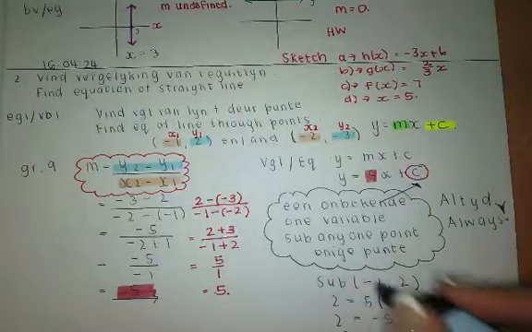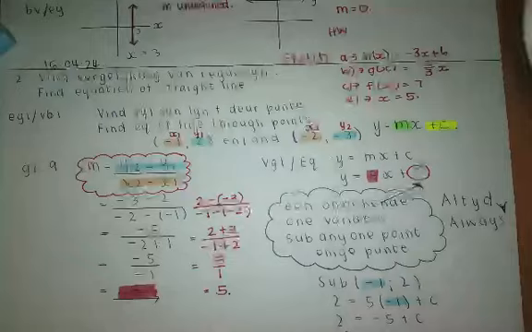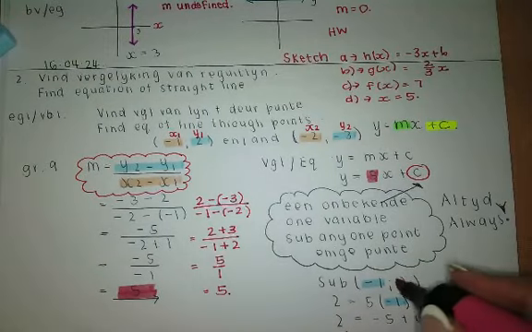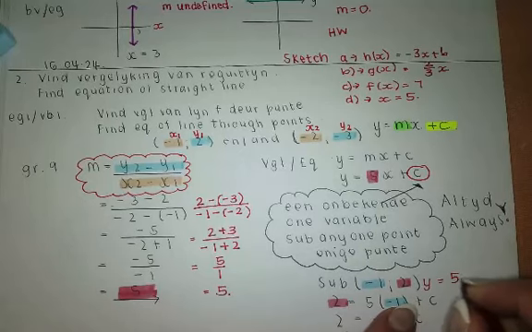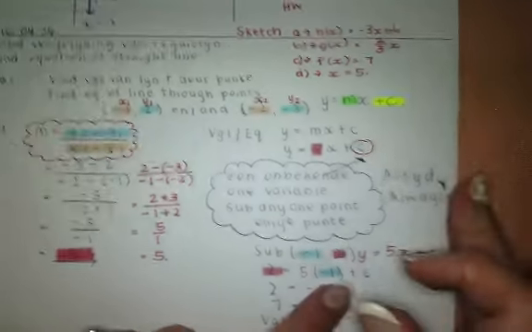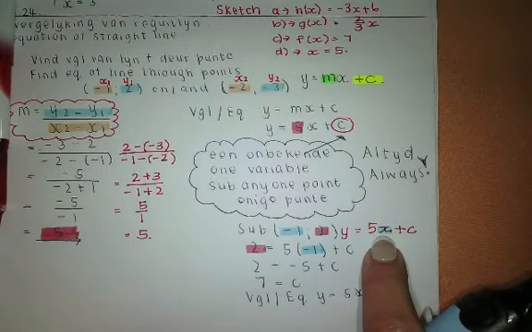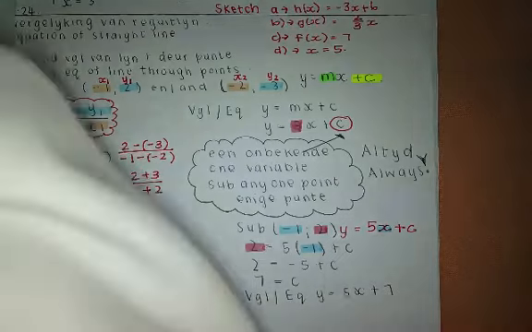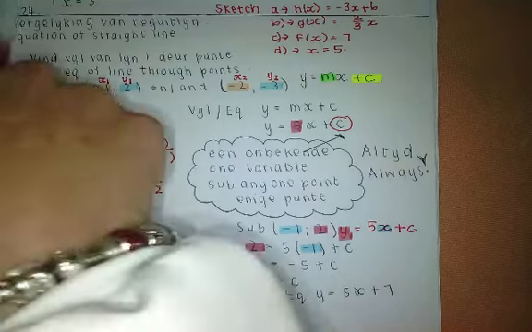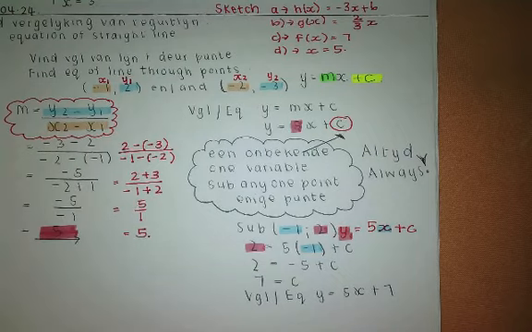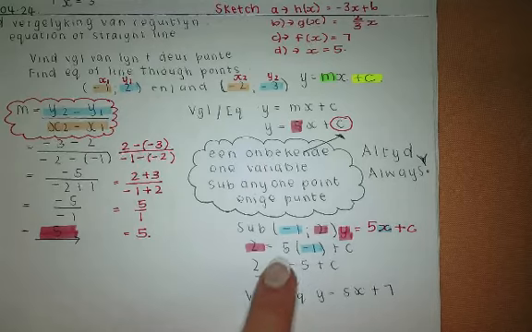Okay, and I'm going to go substitute it in. So, in x's place, I'll go put negative 1. And in y's place, I'm going to go put 2. Because remember, what do I have? I've got y is equal to 5x plus c. So in x's place, I'll go put in negative 1. And in y's place, I'll go put in 2. Can you see what I'm doing? By doing that, I eliminate the 2 unknowns in my equation. And I'm only left with c.